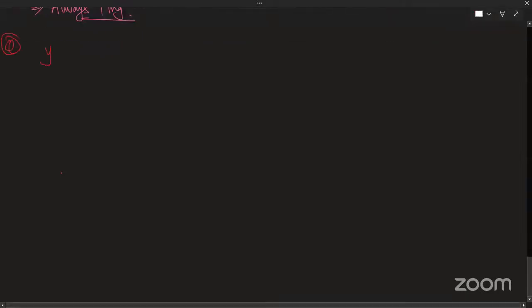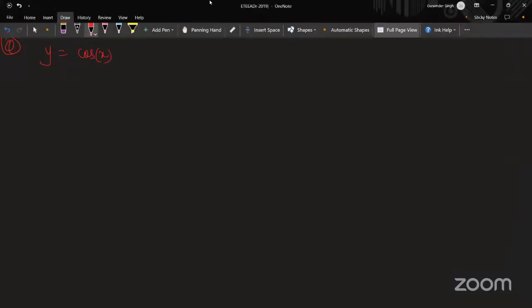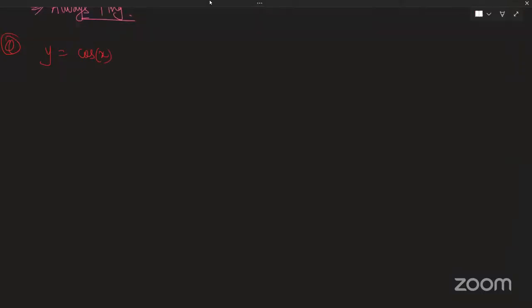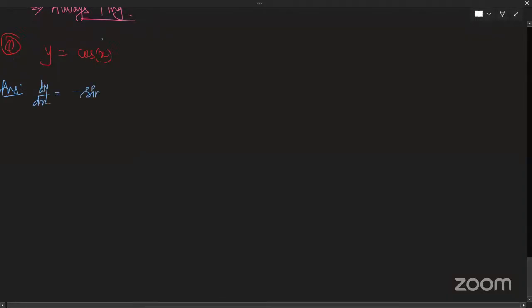Let us move into trigonometry and see. So you have got y is equal to cos x. So what is the derivative? Minus sin x. And you just need to discuss the increasing and decreasing between 0 and 2 pi.